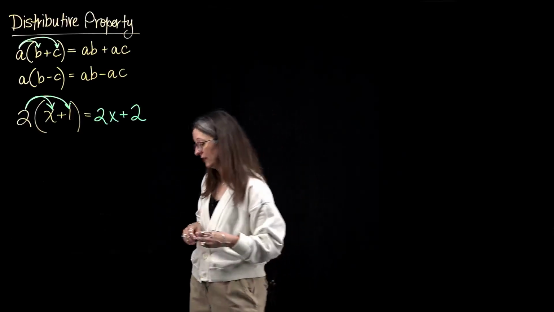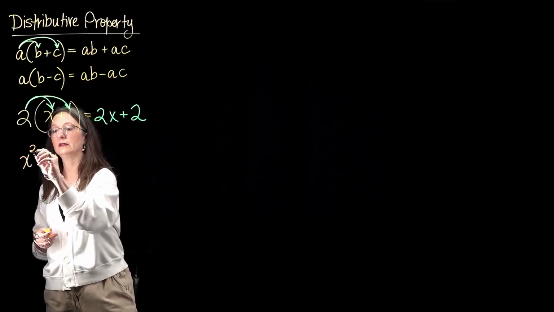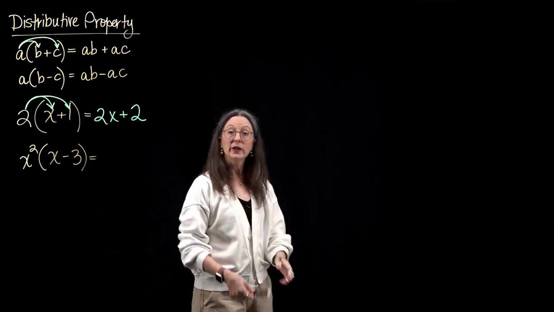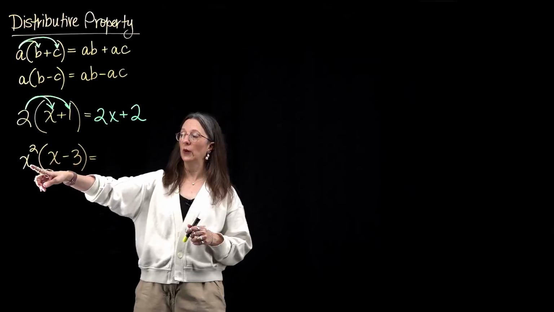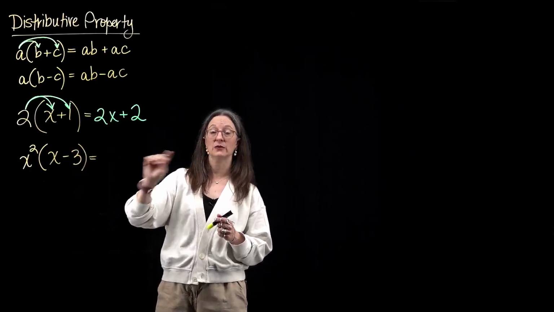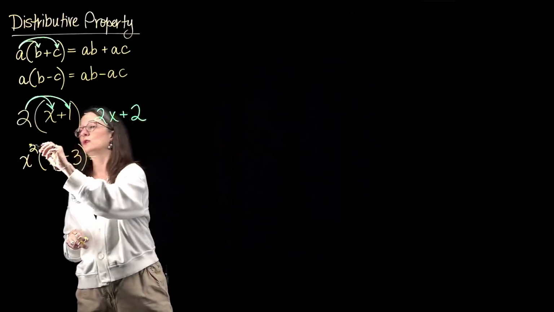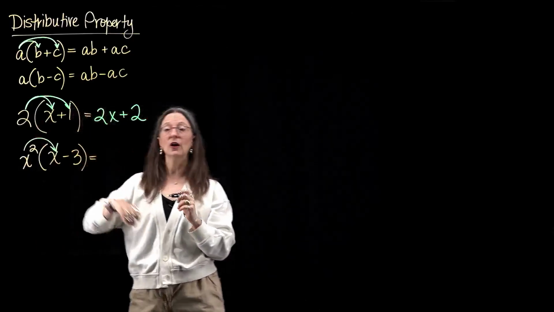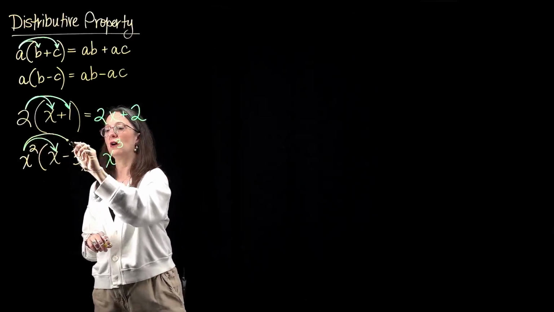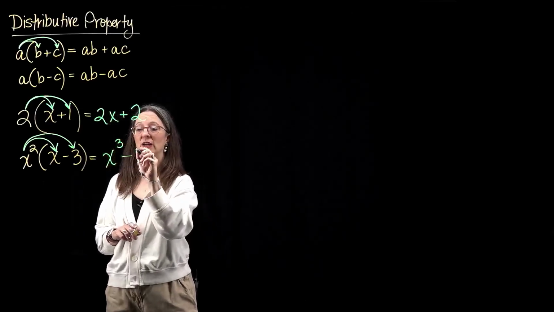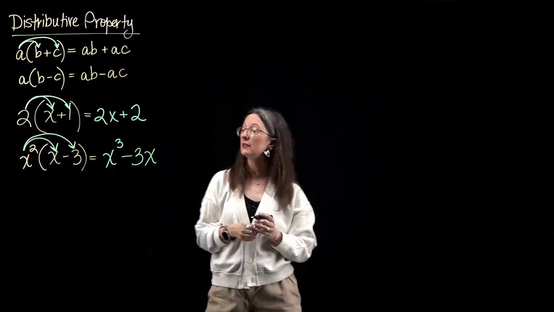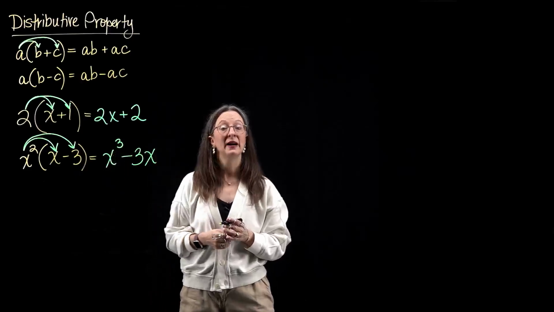Now, sometimes you'll have an x on the outside. So let's look at x squared times parentheses x minus 3. We're going to treat this just exactly the same. That x squared is going to get multiplied by both the x and the negative 3. Keep in mind that center sign stays where it is. It goes with that 3. So x squared gets multiplied by x, and I'm going to draw that arc with the arrow. X squared times x is going to be x cubed. And then I'm going to draw another arc from the x squared to the negative 3. So I have negative 3x. So instead of x squared times parentheses x minus 3, this would be x cubed minus 3x.